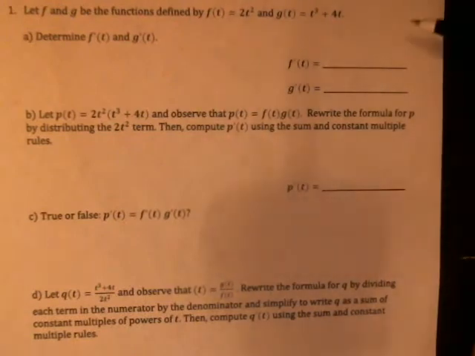Okay, so we've got two functions and they're fairly straightforward functions. So we have f of t is equal to 2t squared and g of t is equal to t cubed plus 4t.